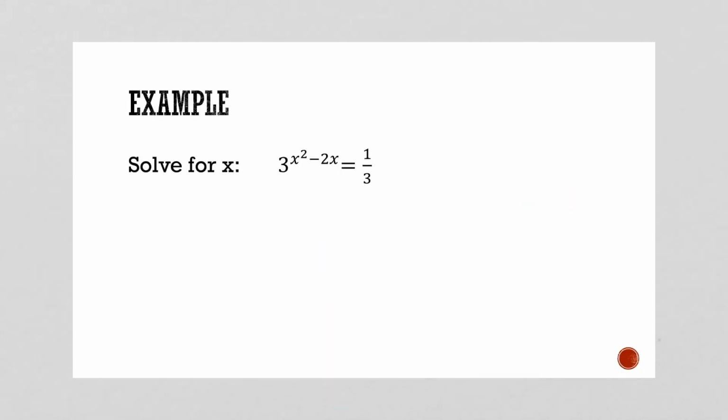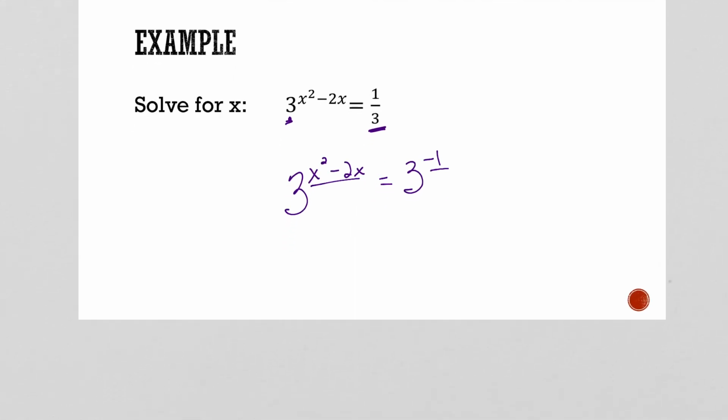All right, let's look at this one. So we've got 3 to the x squared minus 2x equals 1/3. So can we write this as something with a base of 3? Yes, we can. It would be 3 to the negative 1 power. So now I've got this and this are equal to each other.